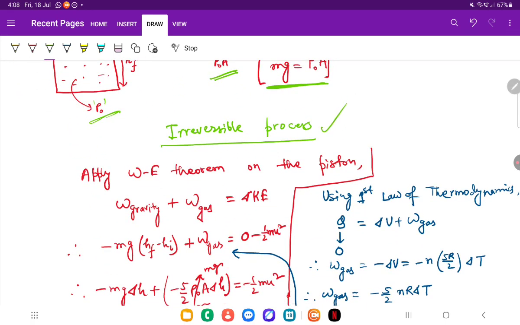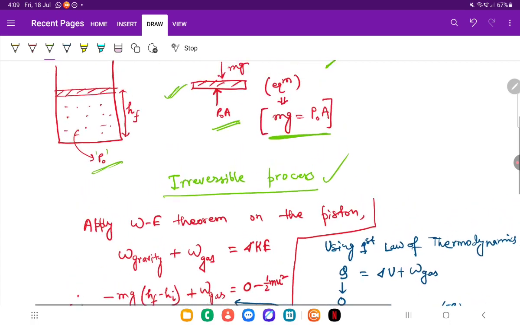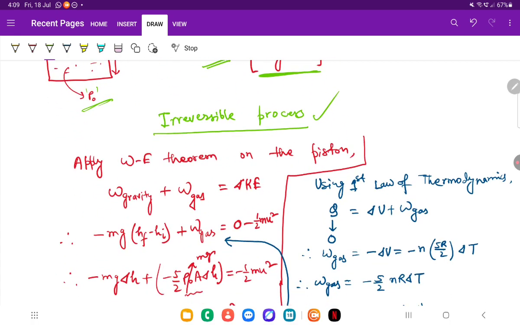So yeah, I have shown here that it's also an irreversible process. Okay, so let me tell you that in these kinds of irreversible problems, in most cases we will apply the work energy theorem on the piston. We will take the piston as the system and we will apply the work energy theorem. So in most of the cases it will work.